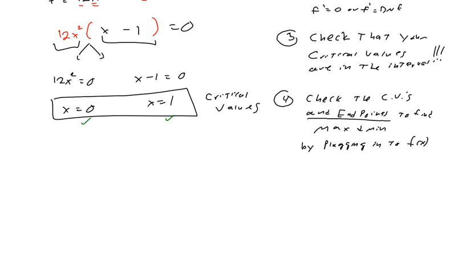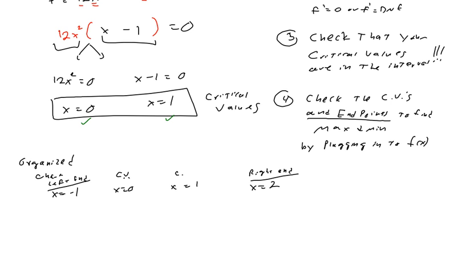Organized chart. So you have x equals -1, your endpoint, x equals 2, your other endpoint. You have a critical value of x equals 0. So this is the left end, your right end. You got your critical value 1 and another critical value here. And then you plug them in to f of x.